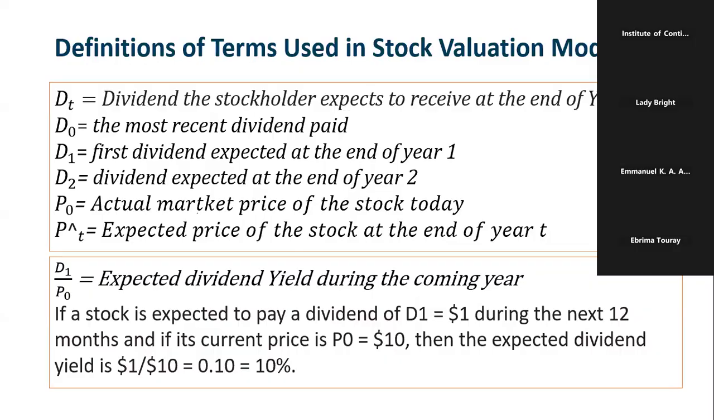P0, just like D0, is for price, which is the actual market price of the stock today. P0 is the present value of price, or the actual market price of the stock today. So P at T is the expected price of the stock at the end of year T.